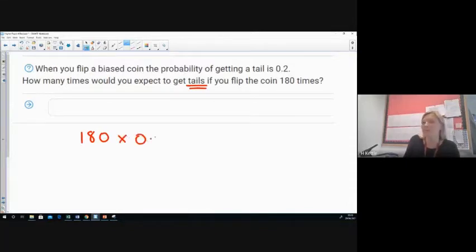So multiplied by 0.2. Now, if you're doing 180 times 0.2, of course, it's a calculator paper, so you can just use your calculator. But to be honest, that's the same as finding 20%. So you might just find it easier to know that 18 is 10%. And so this is going to be 36 times that we expect for that to happen. So just do the number of times you're going to do it multiplied by the probability of it happening.